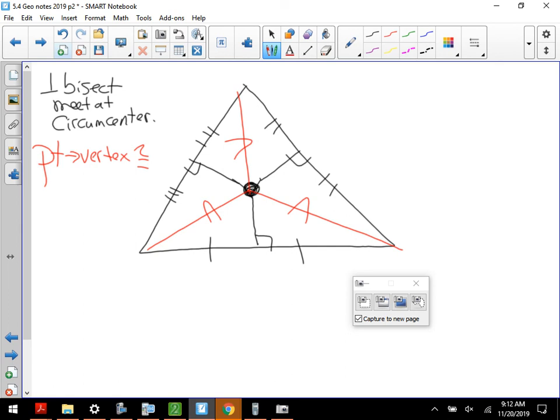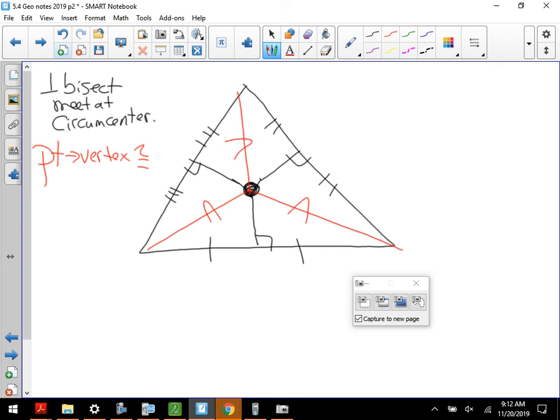Altitudes meet where? The orthocenter. Remember, altitude is the height. Remember how we talked about yesterday? What do orthodontists do? They straighten your teeth. Altitudes are straight. They go straight up and down. You stand up straight. It's a dumb way to think about it, but it's the only thing I can think of.